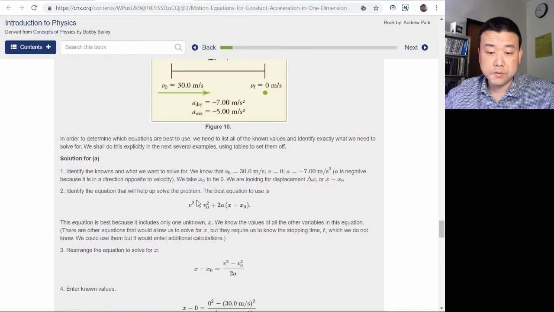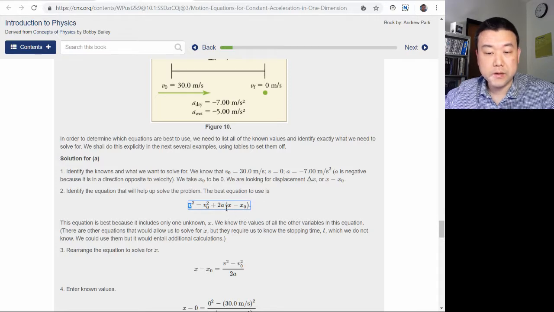It uses something called the V-squared formula. It's one of the kinematics equations. And I'd say for this homework question, use this formula to do it. You are given the initial velocity, V0. Your final velocity, V, is 0.